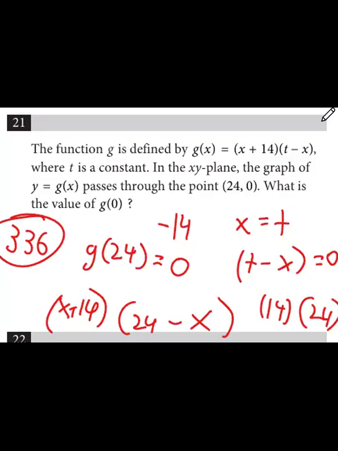And also for those of you wondering how I got this, g of 24 is 0, right? So it would be t minus 24 equals 0. So that's right, our t is 24.